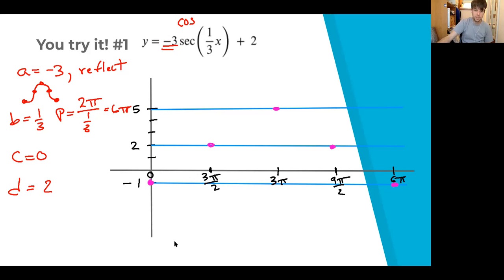Easy enough. And now we are graphing a secant graph. Remember, we're not actually graphing cosine. We're just using it as a tool to graph secant. So at the midline points, that's where we have our vertical asymptotes. So one right here, and then one right here. I'll shift it over just a little bit. There we go. And this is a secant graph.